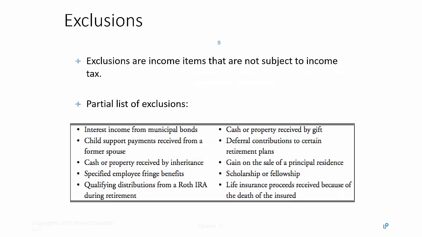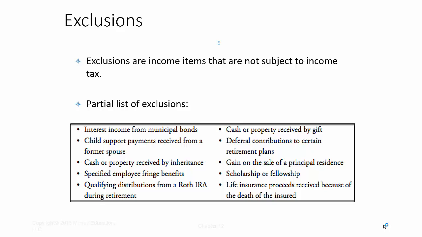So we also have exclusions. You could exclude certain things from your income. This is by no means an exhaustive list, but here are some examples. If you receive child support, that's excluded from income. Cash or property received by a gift is excluded from income. When you put money into your retirement plans, and I must say here, qualified retirement plans such as a 401k or 403b, that's excluded. Interest income on municipal bonds is also excluded. Scholarships or fellowships are excluded as income. Life insurance proceeds received because of the death of an insured, so the death benefit from a life insurance contract.